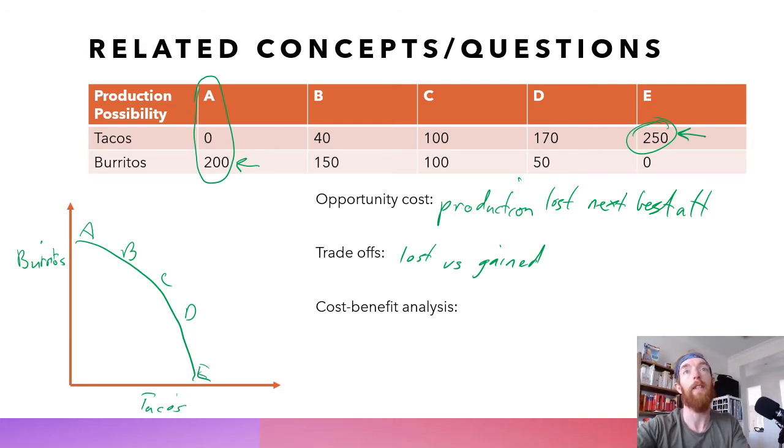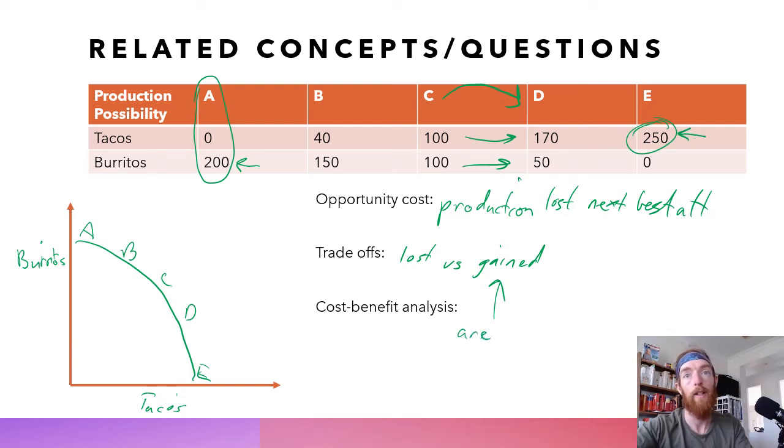In terms of this, it's often the trade-off when we move from one point to another. So if we move from point C to point D, we're just looking at what's gained and what's lost. So in this case, we're gaining 70 tacos and we're losing 50 burritos. That is the trade-off. You don't need to go into any further detail on that. You're just talking about the numerical value of what is being gained and lost. Then when we get to the cost-benefit analysis, it's all about what's lost versus what's gained. So it's the same thing there, but then deciding if you're better off.